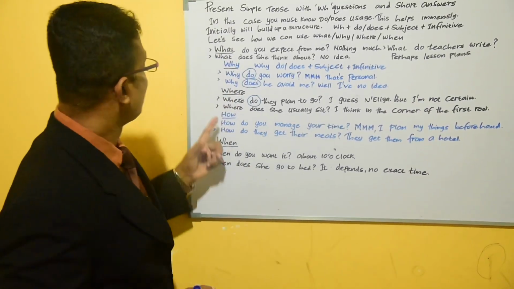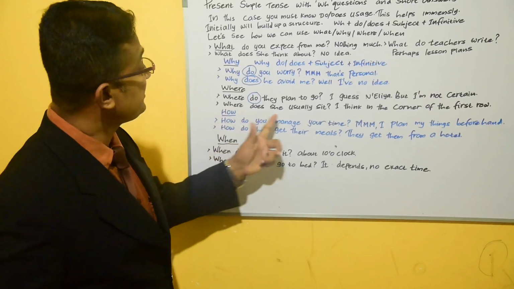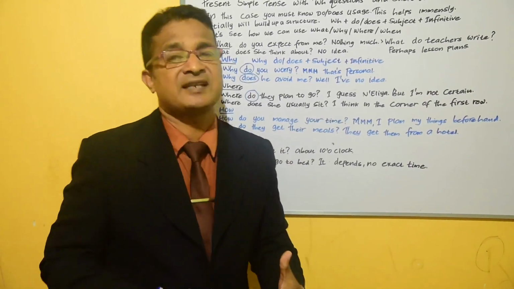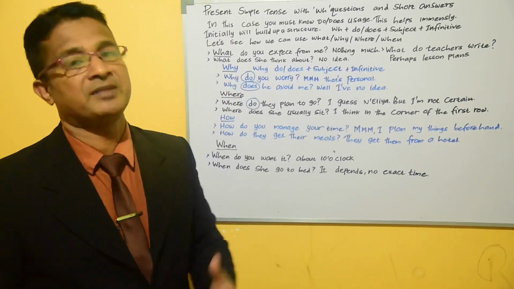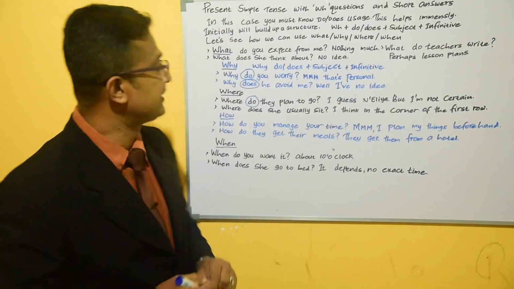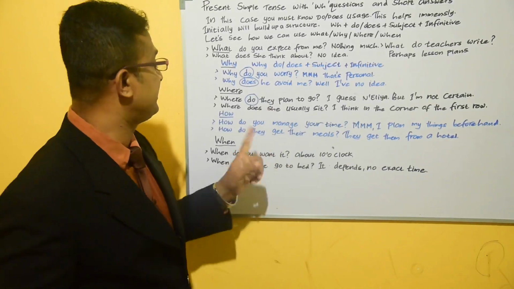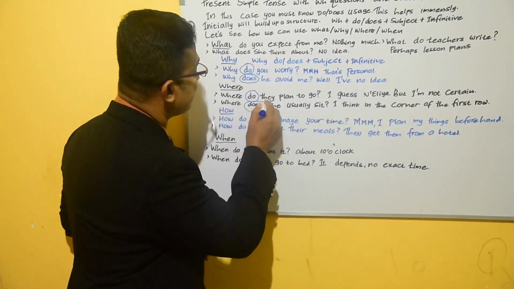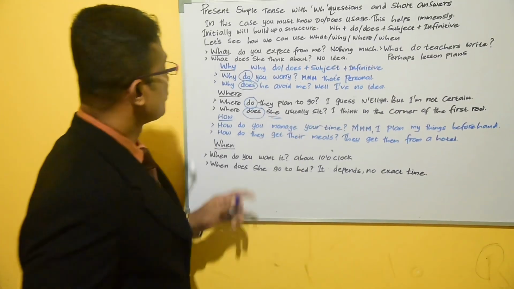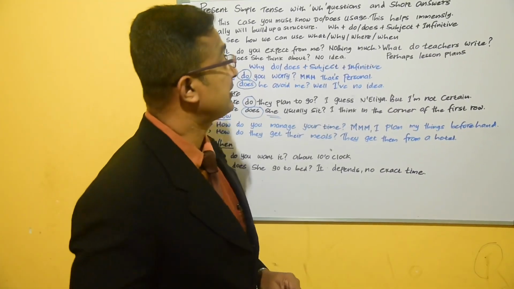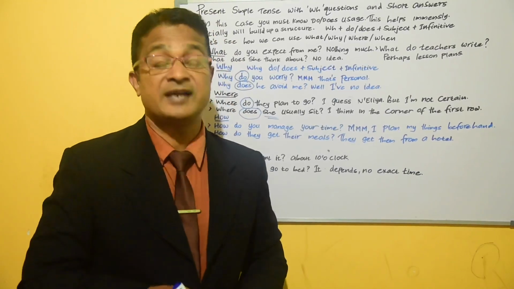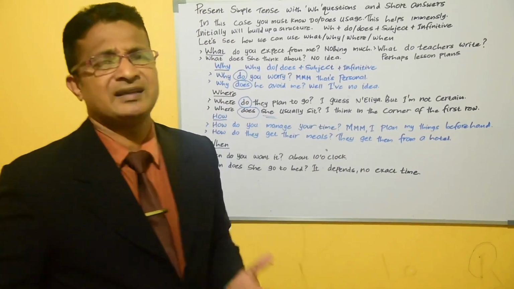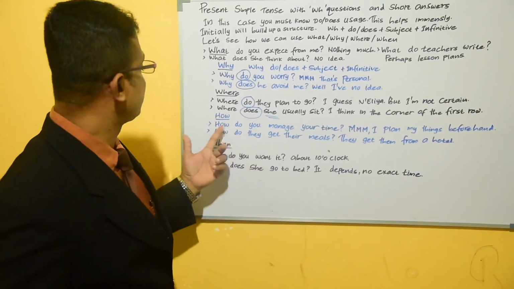Alright, and then where does he usually sit? Now the adverbs like usually, generally, normally are used in present simple tense. So we have also used an adverb here. Where does he? Does is used because the subject here is he. So where does he usually sit? I think in the corner of the first row. So that can be a simple response for that question.